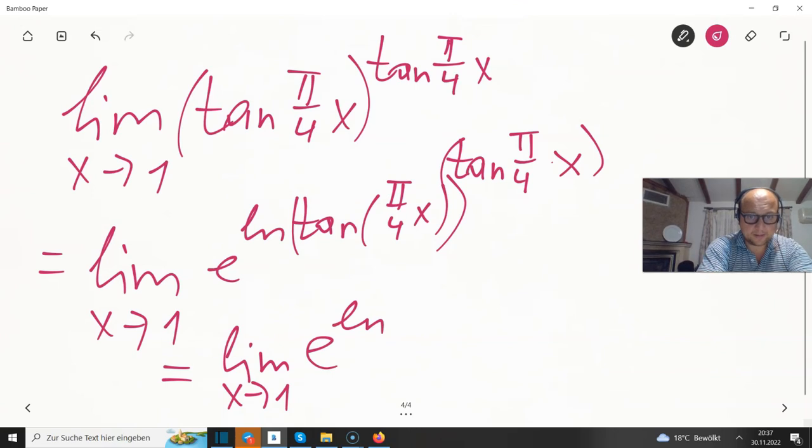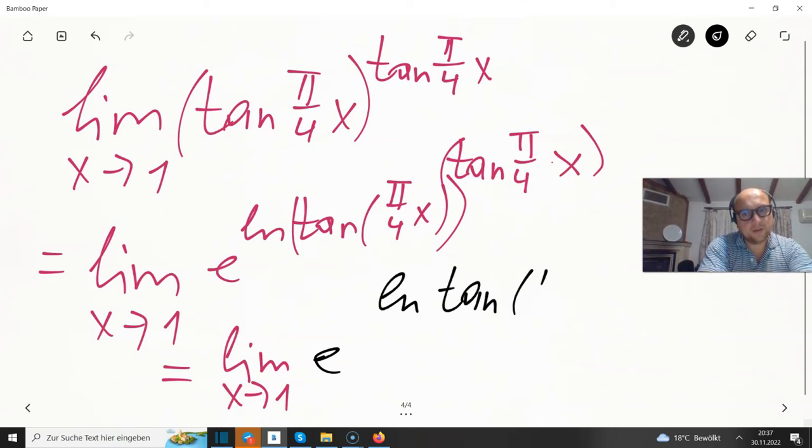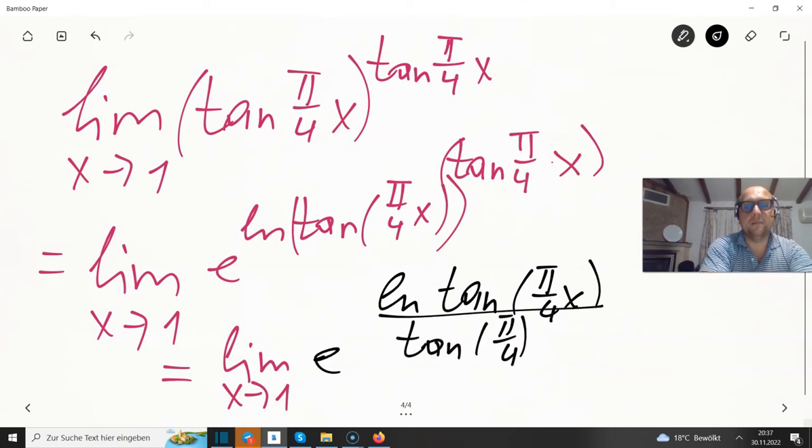So this is a limit x towards 1 of e to the power of, I keep e this way, ln of tangent pi divided by 4x divided by tangent pi divided by 4x. That's nice. It's going to be a nice limit which we have to compute. So what is the power here? We don't know. Let's ignore the mistake from the previous example. So let's not switch between 1 and 0. Let's keep x running towards 1.